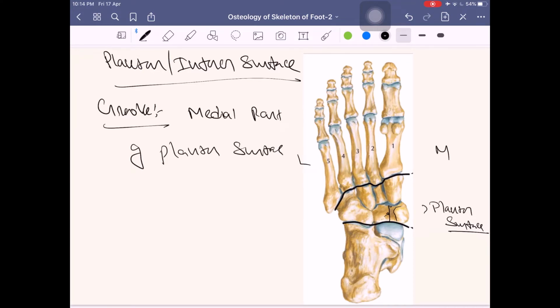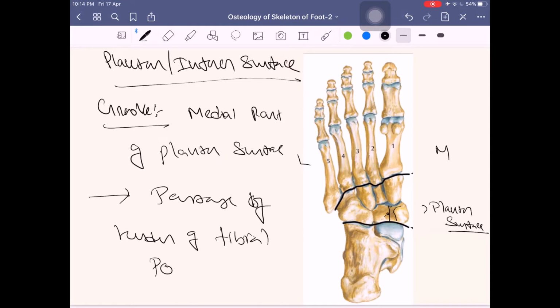you find a groove. Now this groove definitely allows the passage of the tendon of tibialis posterior. So tibialis posterior goes through this. So it is having a groove in the medial part, allowing the tendon of tibialis posterior. This is one part. Then the lateral part, which is big enough, and the remaining area is your lateral part.